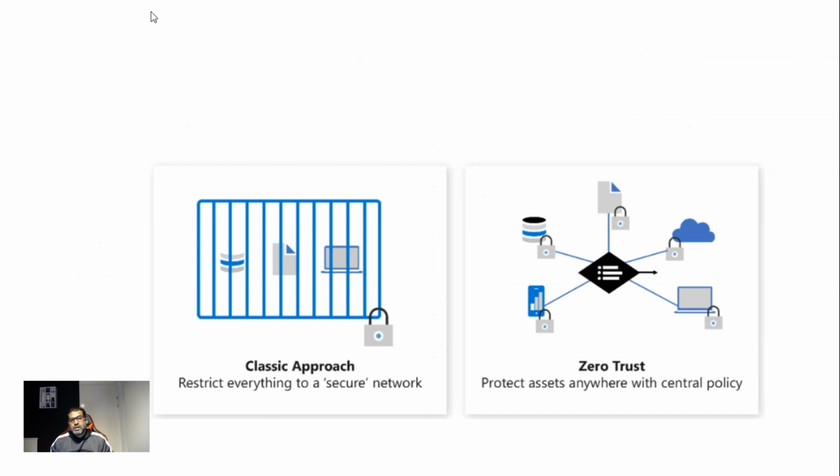Having talked about it, this is how it looks. On the left, you see the classic approach, which is to restrict everything to a secure network. In the previous legacy way, we said, okay, this is my network. If you have a VPN connected laptop, then access is granted to the network, and you can do whatever you want. But in zero trust, the concept is that you protect all the assets anywhere with central policies. Your data is spread out and the applications you're consuming are present everywhere, and that's the reason people are going with zero trust right now.